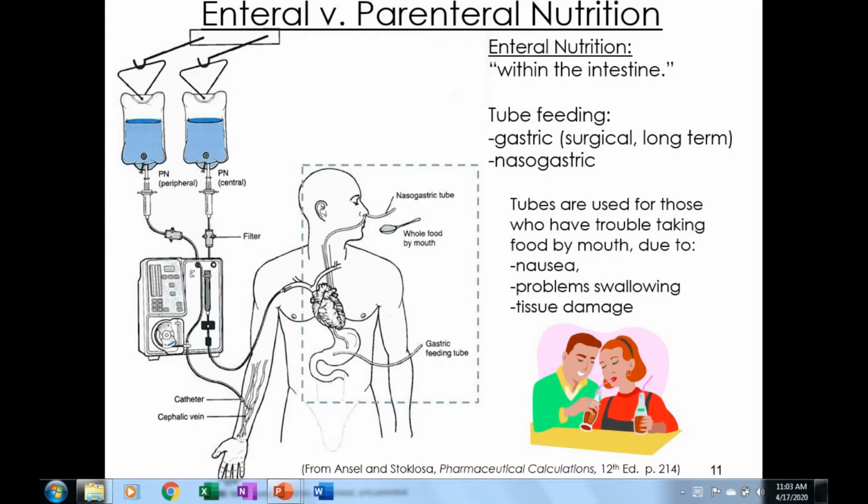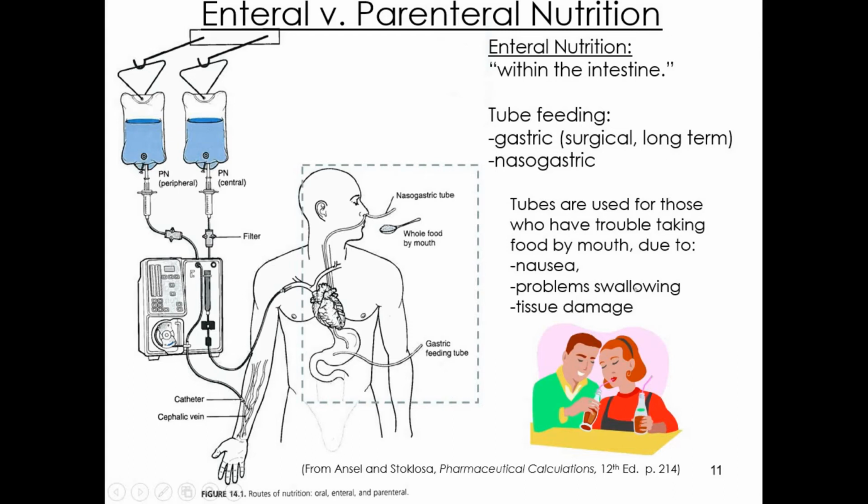Parenteral nutrition refers to feeding that occurs outside the intestinal tract. Gastric feeding tubes or nasogastric tubes are not examples of parenteral nutrition because these methods still involve the delivery of nutrients to the intestinal tract.